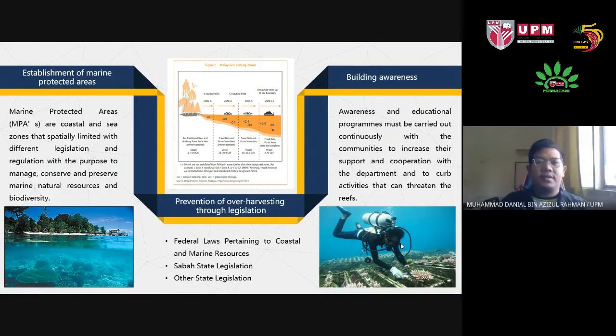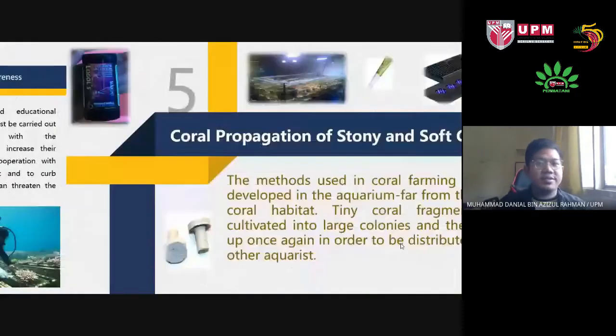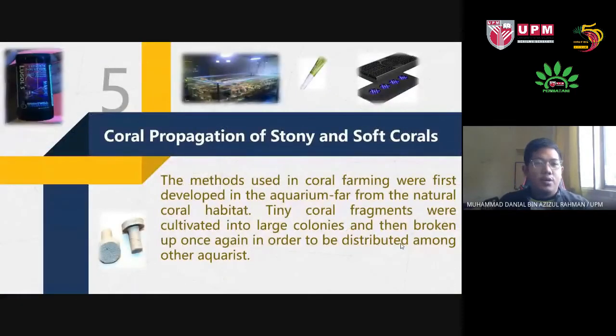Next slide. We are at the end of our slide. Next. Okay, we can save the coral by ourselves through coral propagation. What is coral propagation? It's a method used in coral farming, when it was first developed in the aquarium, far from the natural coral habitat. Tiny coral fragments were cultivated into large colonies and then broken up once again in order to be distributed among other aquariums.